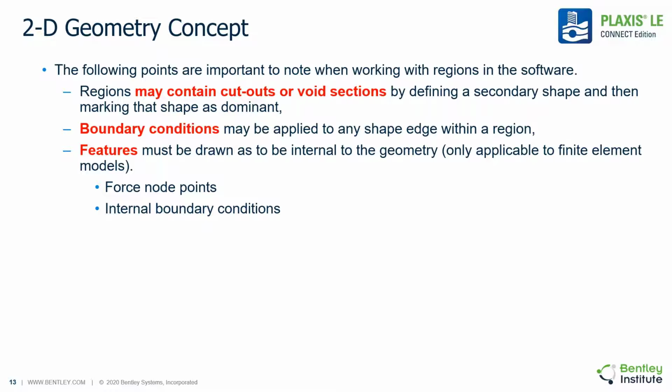Regions may contain cutouts or void sections by defining a secondary shape and then marking that shape as dominant. Boundary conditions can be defined at any shape edge within a region. Some features must be drawn as internal to the region, in the case of finite element models, like forced node points, internal boundary conditions, and so on.